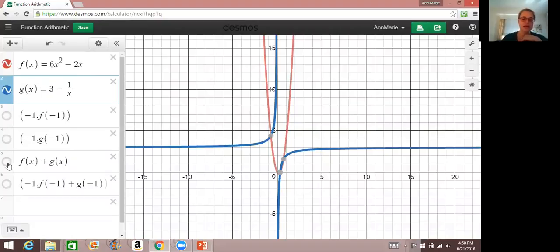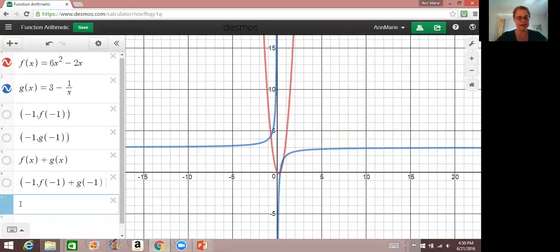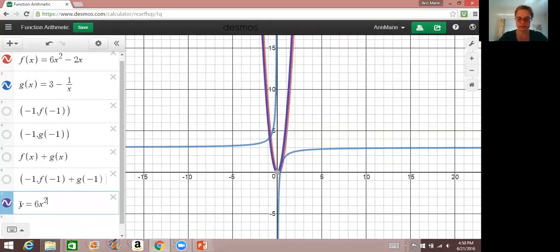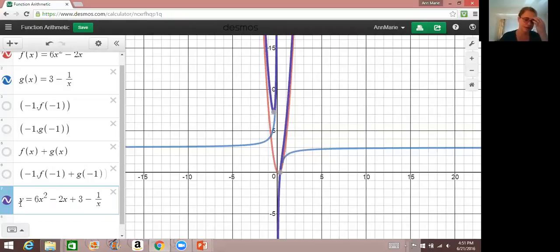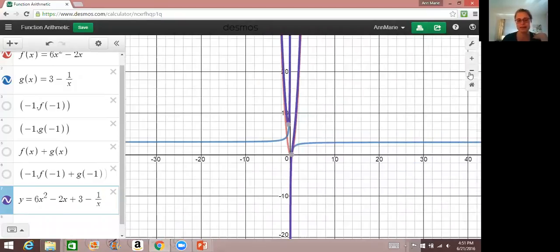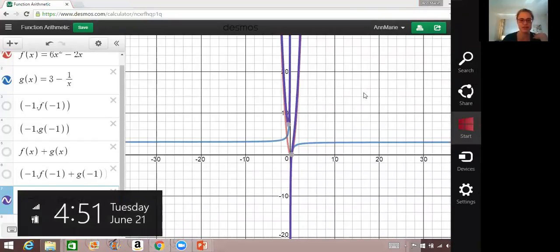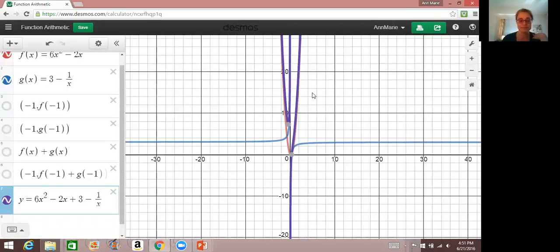I said in my work a minute ago that the curve f plus g of x would be given by y equals 6x squared minus 2x plus 3 minus 1 over x, which looks like that funky thing that's going on right there, yeah? Notice that 0 is not included in the domain of g. Why not? Yeah, because we can't divide by 0, yes?